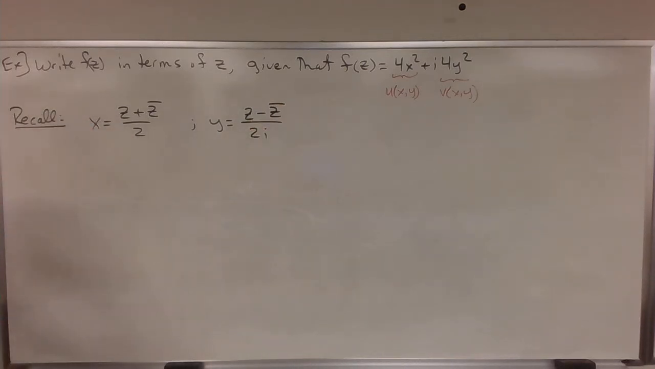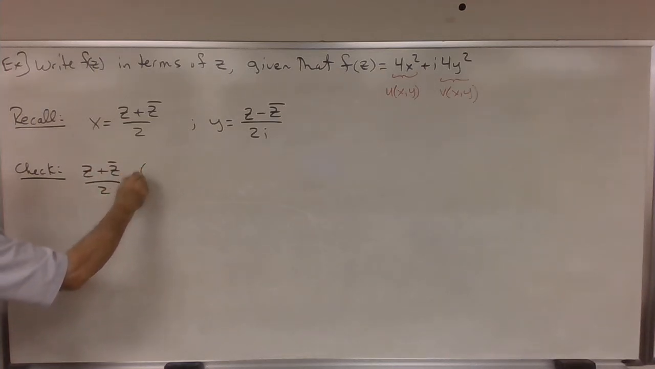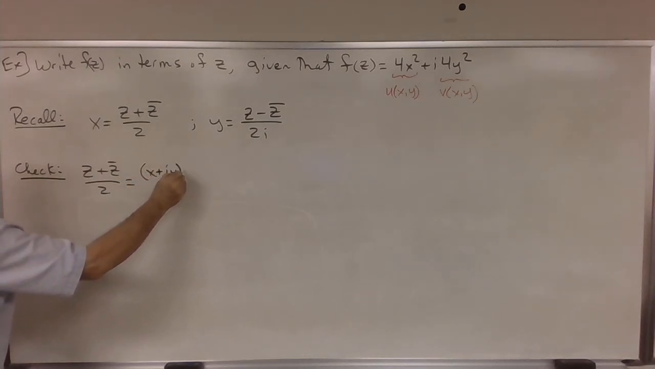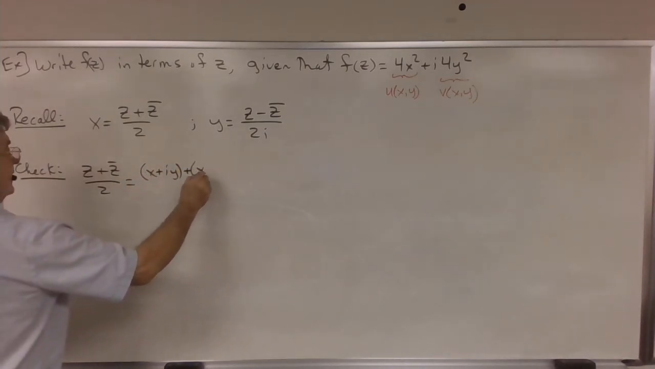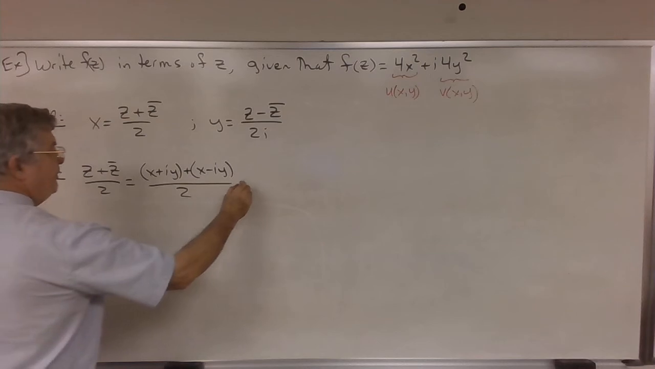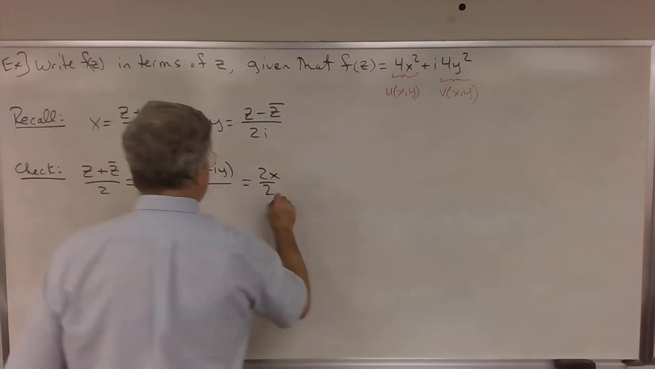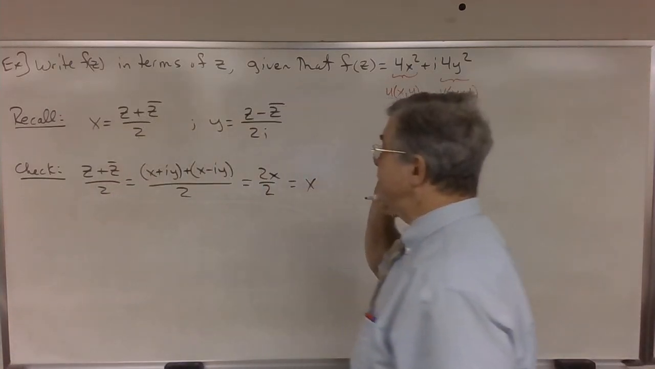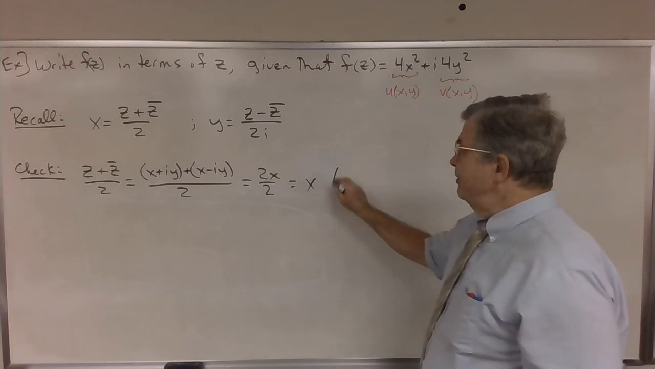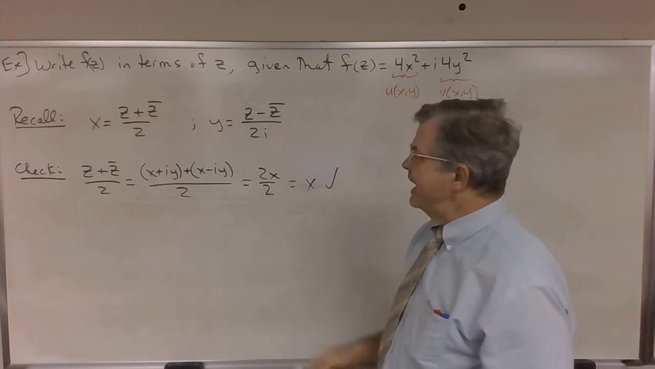Now, let me just check and make sure this is right. z plus z conjugate over 2. So that's going to be x plus iy plus x minus iy over 2. And the iy's cancel out, so we have 2x over 2, or x. So this one works. z plus z conjugate over 2 equals x.